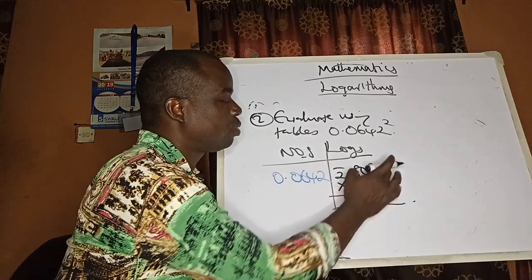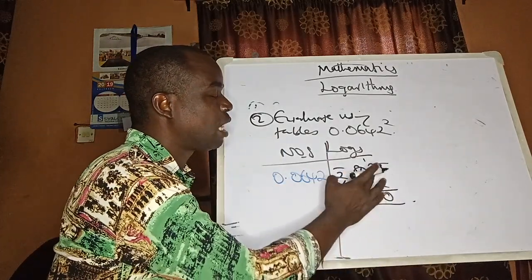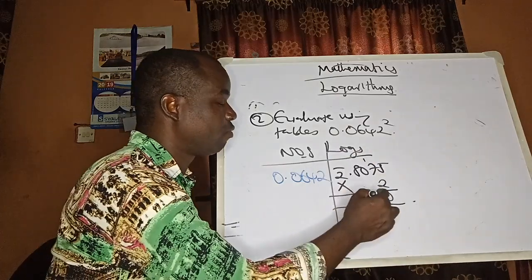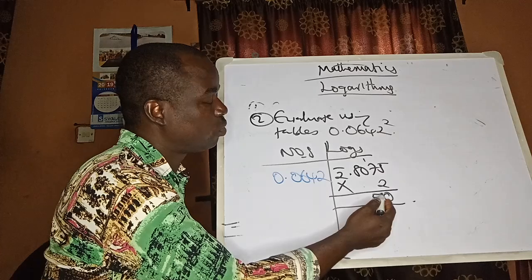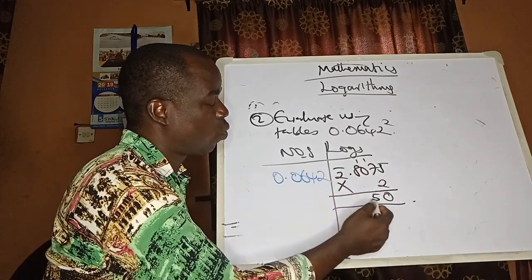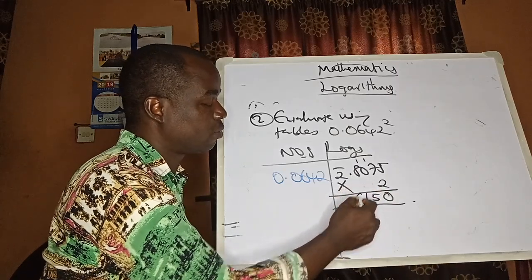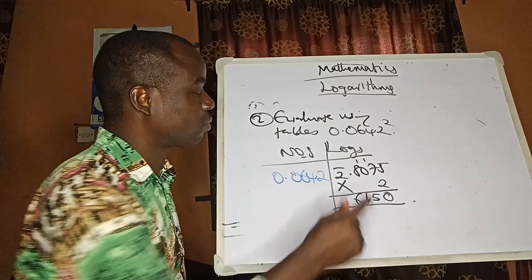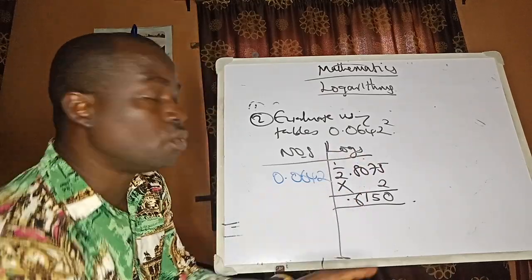So let's go. 2 times 5 is 10, 0 carry 1. 2 times 7 is 14 plus 1, 15. 2 times 0 is 0 plus 1. 2 times 0 is 0 plus 1, 1. 2 times 8 is 16, carry 1. Then you can use your calculator to do this.